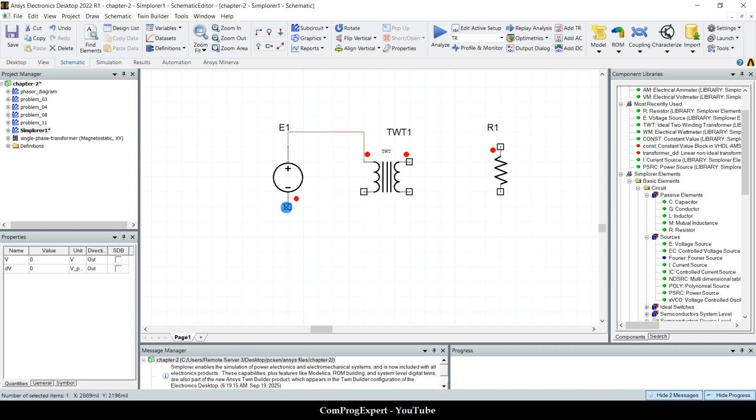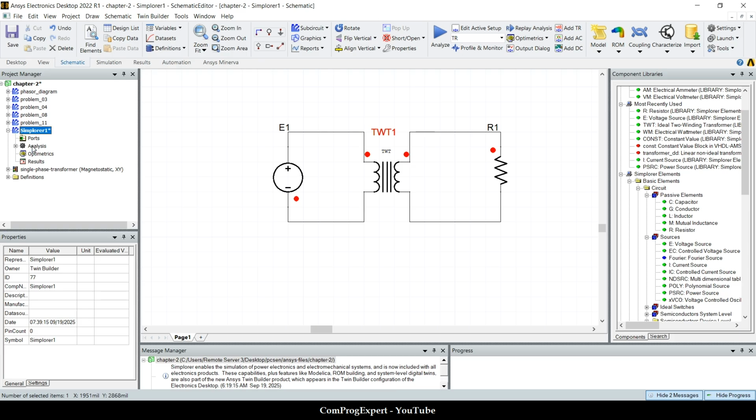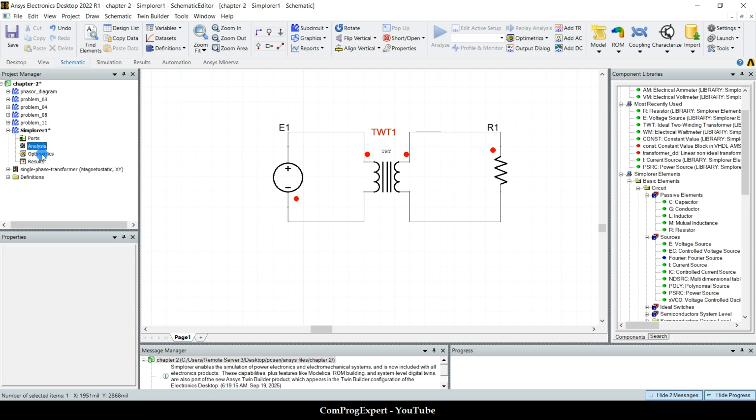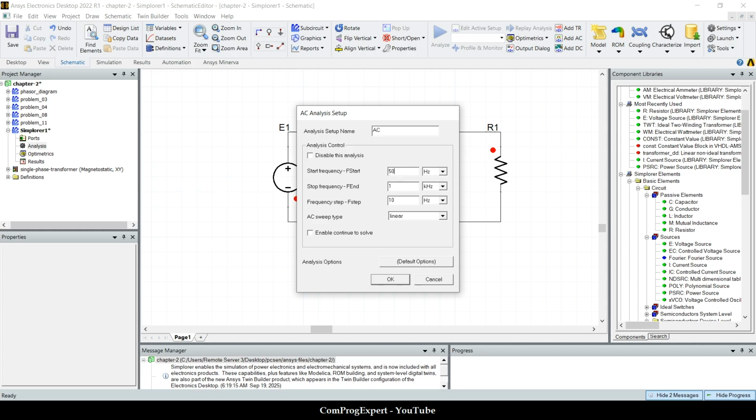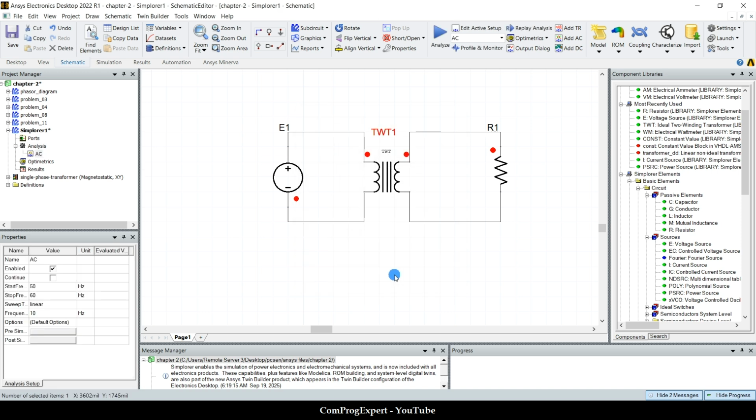Okay, do the connections to check the value of the current for the primary coil and secondary coil of this two winding, single phase transformer that we have. So let's add an AC solver. The start frequency 50, the end frequency 60 hertz. Just solve the circuit for these two frequencies. Let's analyze to check the numbers.